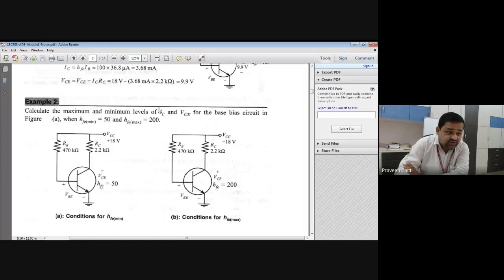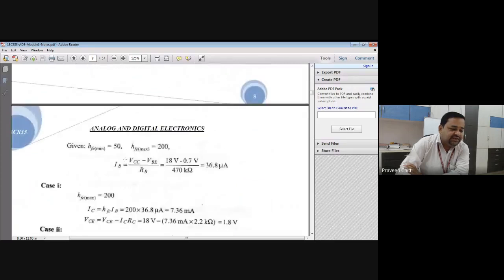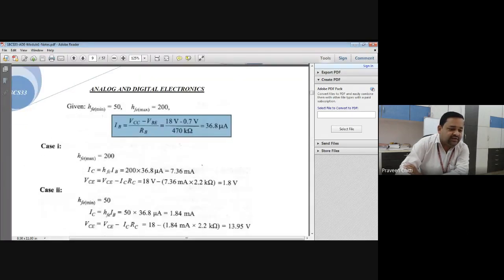So they asked to compute IC and VCE. To compute IC and VCE, first you need to compute IB. If you get IB, then only you will get IC. And once you get IC, by applying KVL to the output, you can get VCE. Exactly in the same way it can be done. When HFE min equal to 50, you will get the value of IB is this. And when HFE is equal to 200, the value of IB will be the same, because the value of IB is independent of HFE.